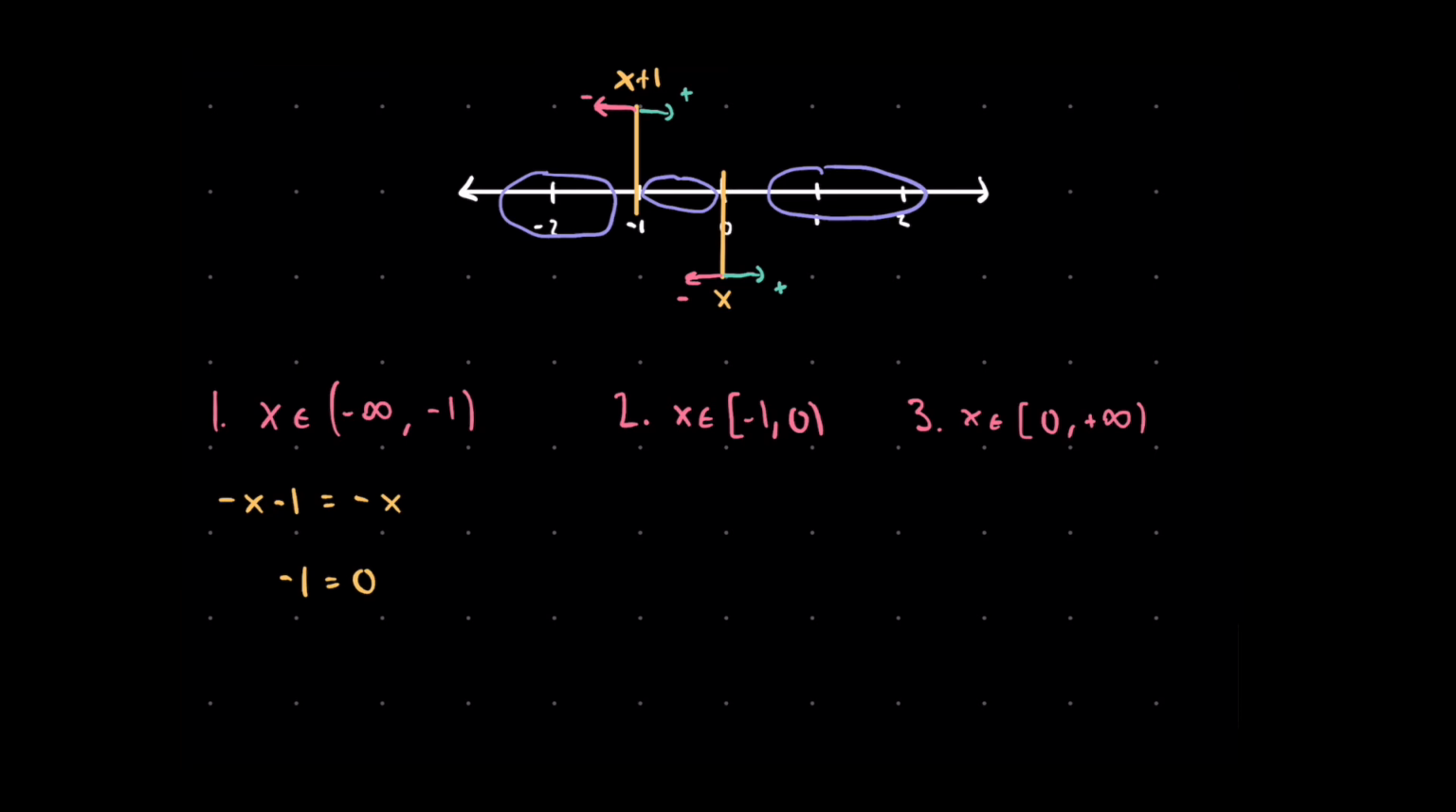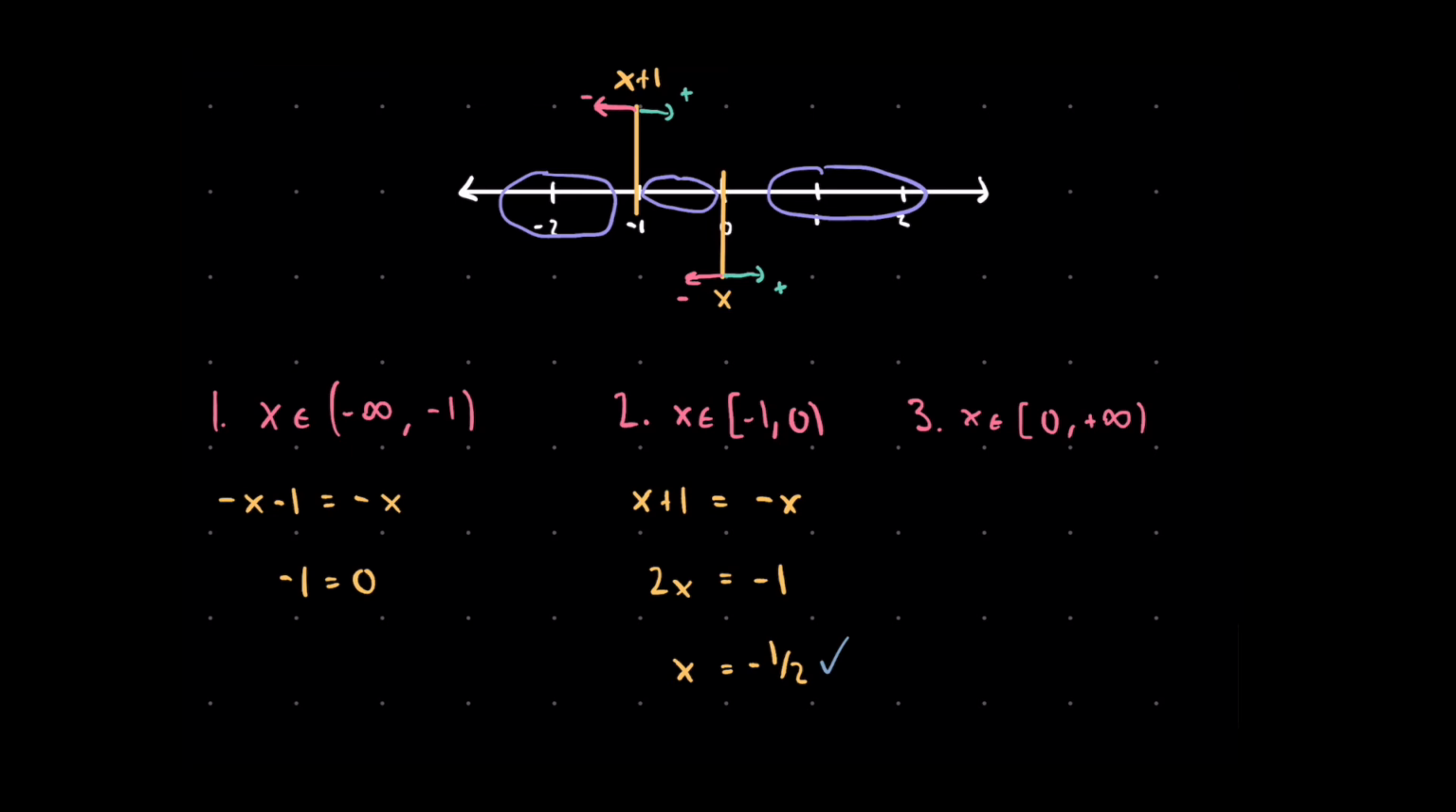Going on to the second case, we have x plus 1 is equal to minus x because x is just negative here. Rearranging, we get 2x is equal to negative 1. And so therefore x is equal to negative 1/2. Looking back, we have that x has to be an element of negative 1 to 0. Negative 1/2 is in that range, so therefore this is a valid choice for x.